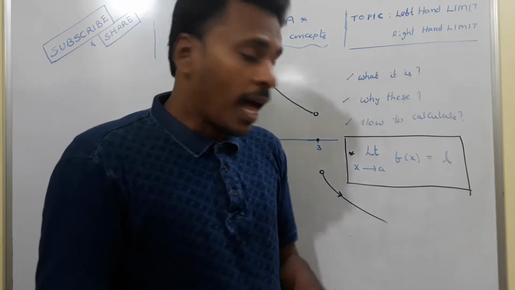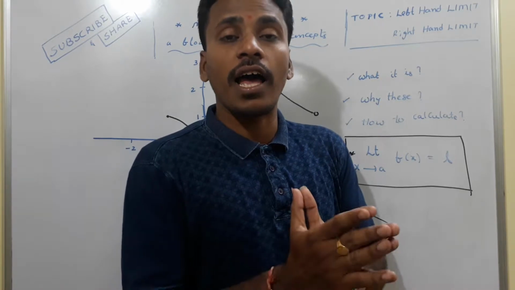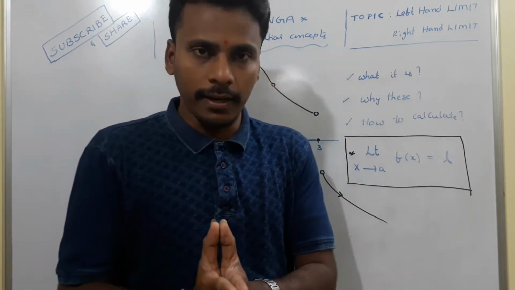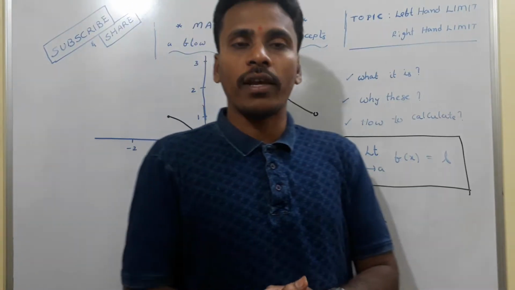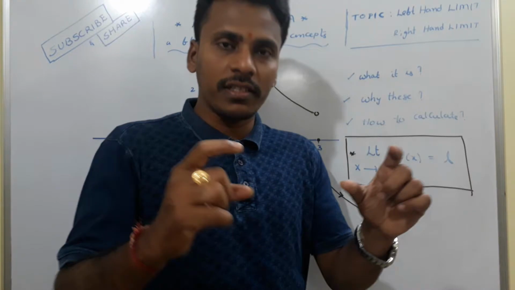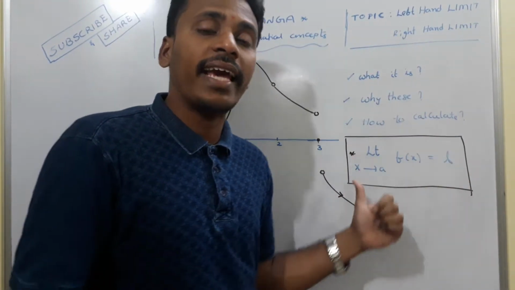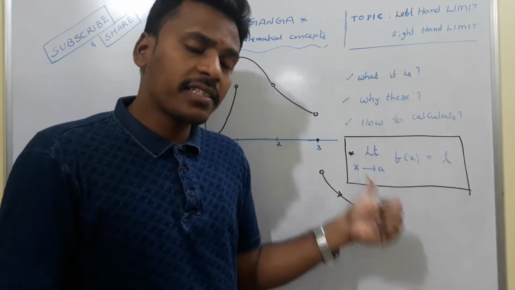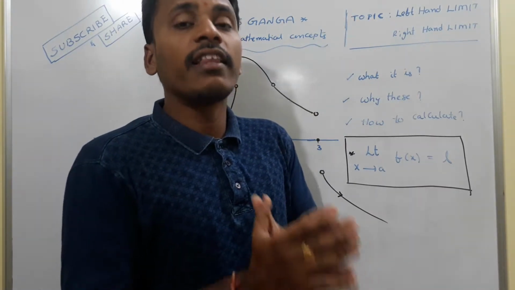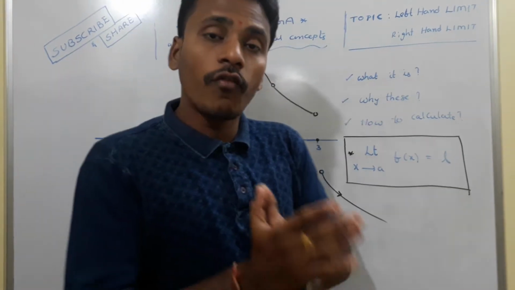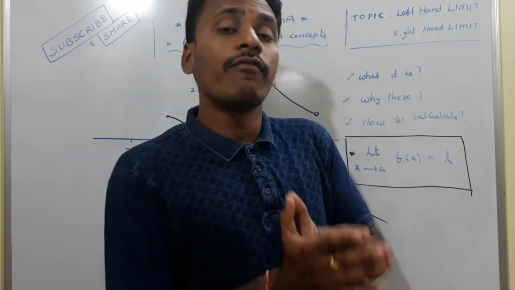In another way, as x is running towards a, the values of f of x are running towards L. That is mathematically notated as limit x tends to a f of x is equal to L. See what we are saying here. The values of f of x are running towards L as x is running towards a. From which side is it running? Sometimes the values of x are running towards a from the left side, and sometimes from the right side.